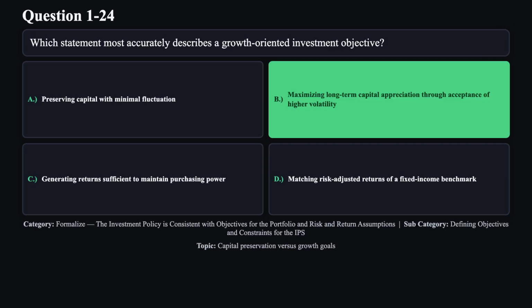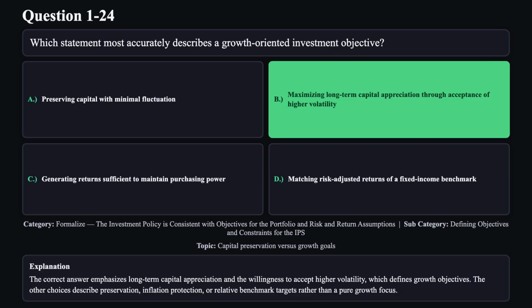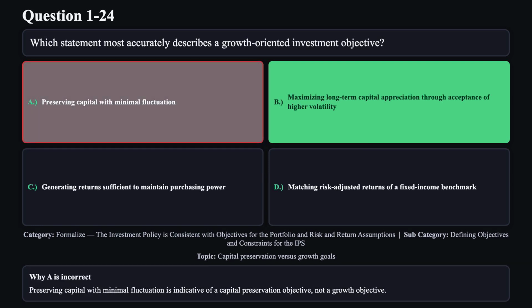The correct answer is B. The correct answer emphasizes long-term capital appreciation and the willingness to accept higher volatility, which defines growth objectives. The other choices describe preservation, inflation protection, or relative benchmark targets rather than a pure growth focus. Reason A is not correct. Preserving capital with minimal fluctuation is indicative of a capital preservation objective, not a growth objective.